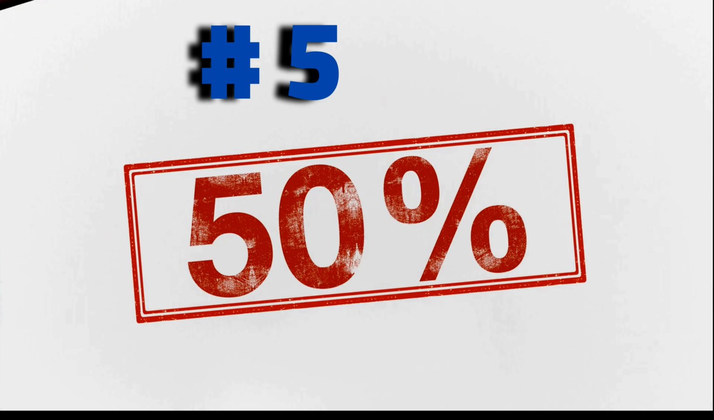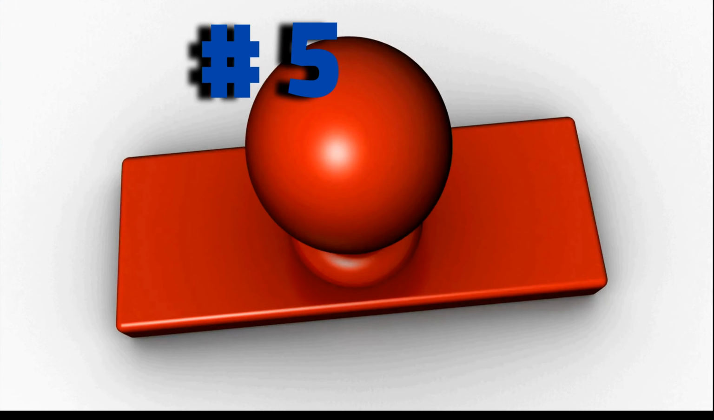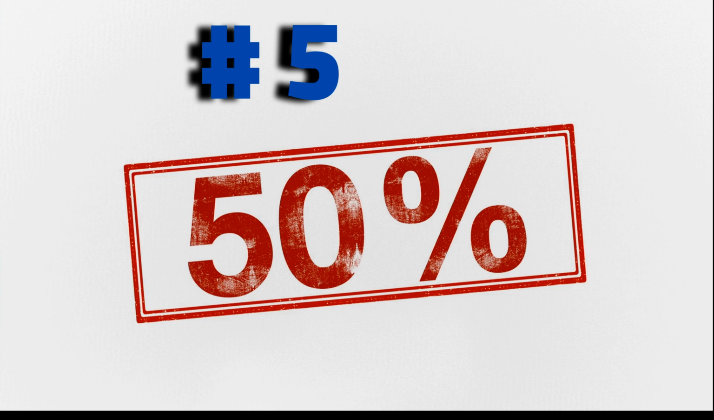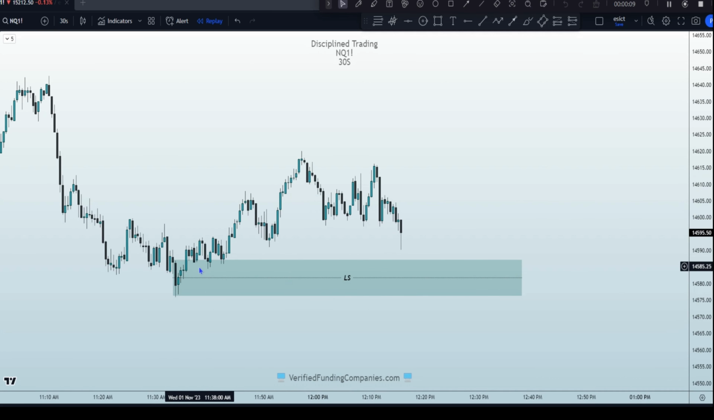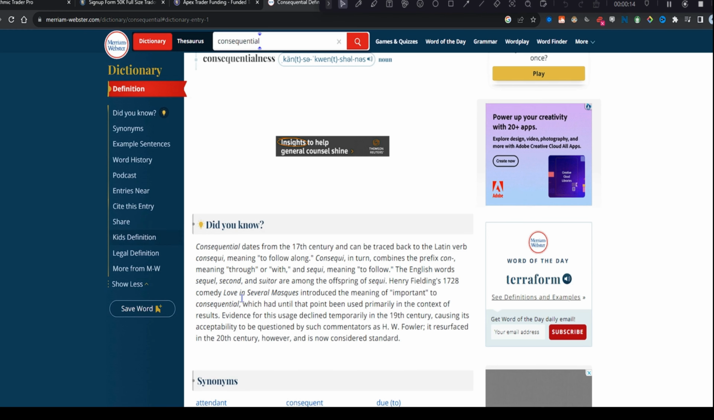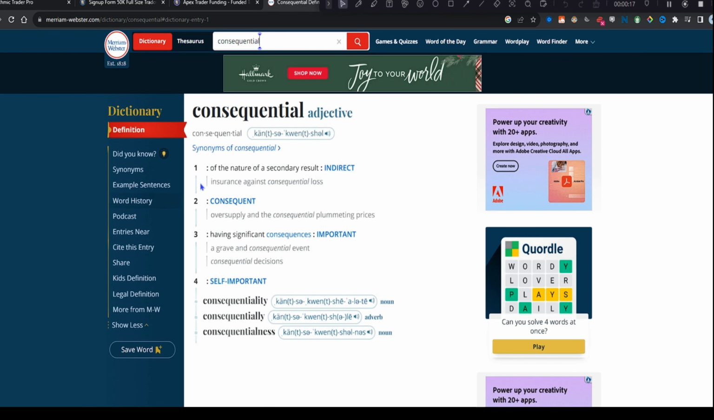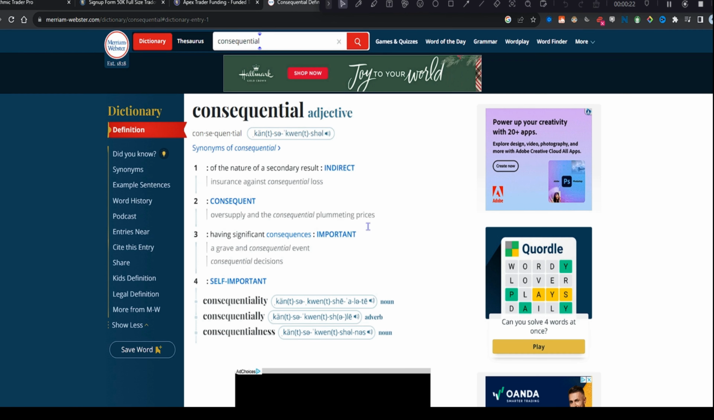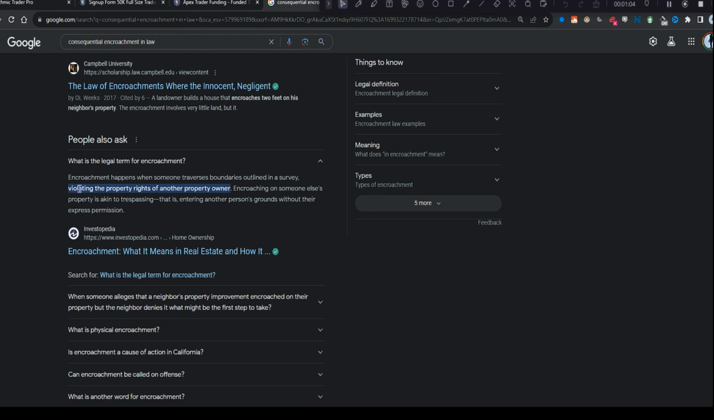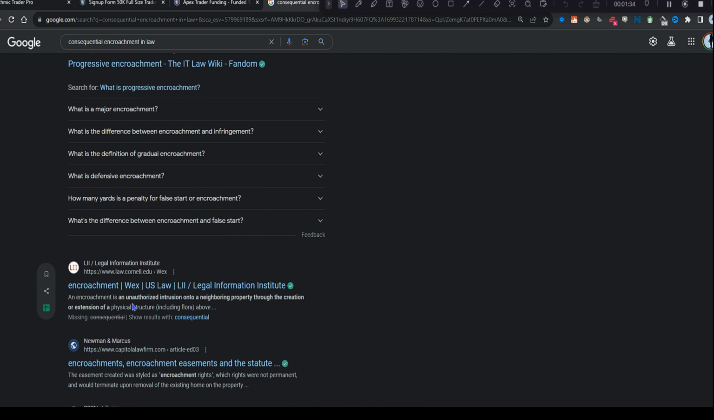All right, the next one, number 5, is 50% of PD arrays. This is also known as consequential encroachment, which you won't catch me saying that word. It's stupid. I'll just say 50%. I'm not sure why ICT called it this. Consequential means the nature of a secondary result having significant consequences. Encroachment is violating the property rights of another property owner. Encroachment is an unauthorized intrusion, and so on.